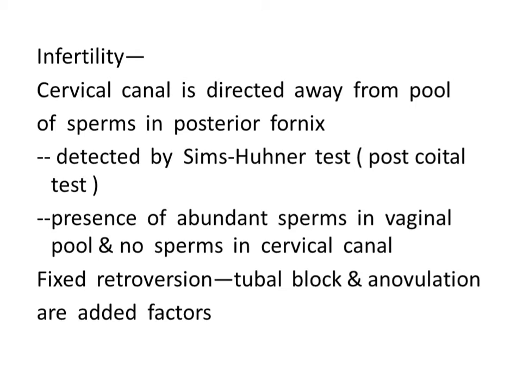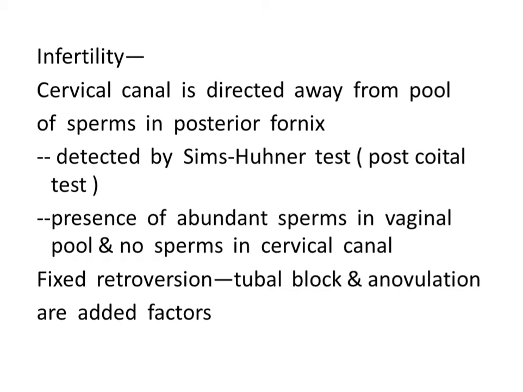So normally, when the cervix is directed posteriorly towards the posterior fornix, the sperms can easily gain entry into the cervical os. But here in a retroverted uterus, the os is facing anteriorly, so the sperms have to reach the anterior fornix and then gain entry into the cervical os. That may be one of the reasons for infertility in retroversion. You can detect this by doing the Sims-Huhner test, that is what we call the post-coital test.